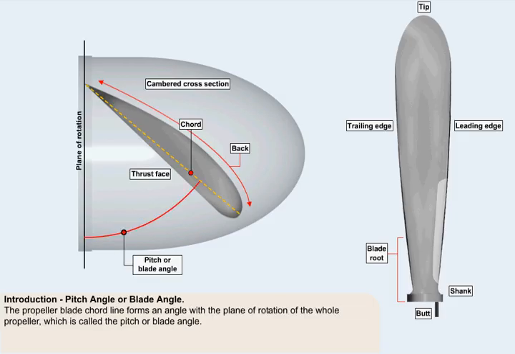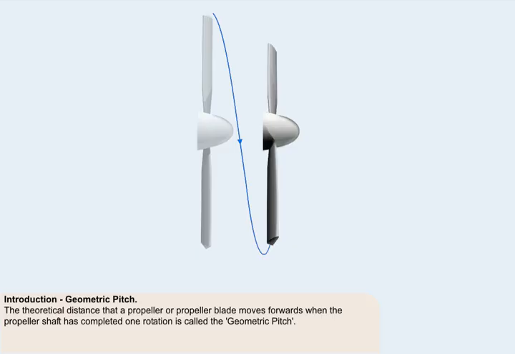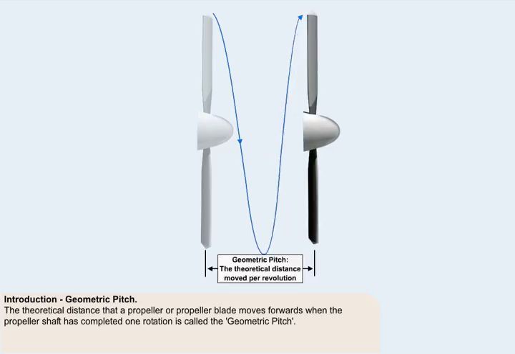The propeller blade is set into its hub so that its chord line forms an angle with the plane of rotation of the whole propeller. This is called either the pitch or blade angle. The theoretical distance, ignoring slippage, that a propeller or propeller blade moves forwards when the propeller shaft has completed one rotation is called the geometric pitch. All propellers, however, lose a certain amount of efficiency due to aerodynamic and compressibility losses. As a result, the geometric pitch can never be achieved.